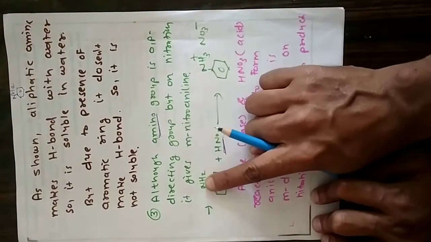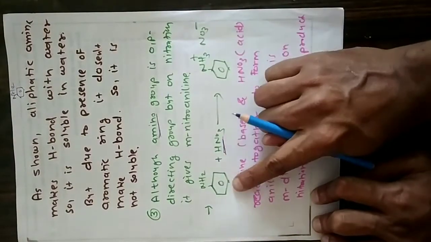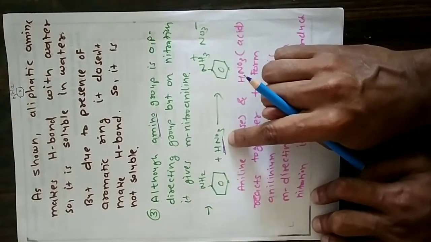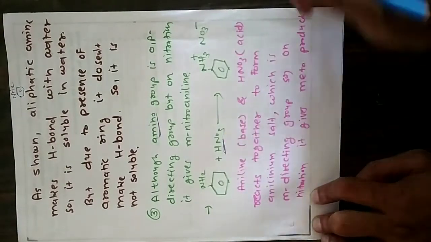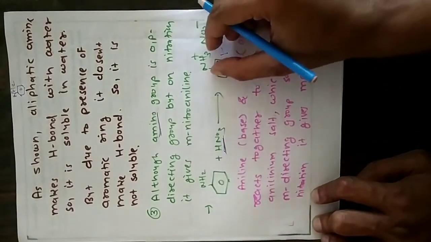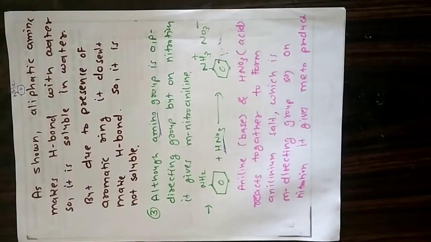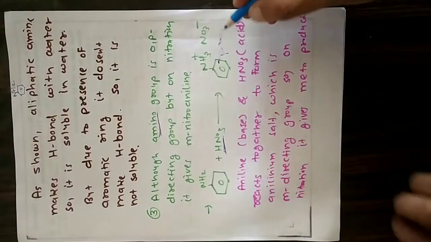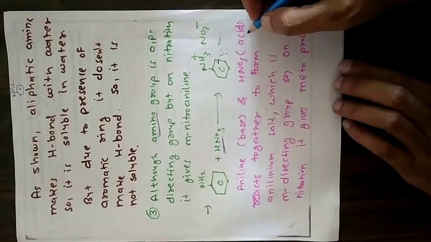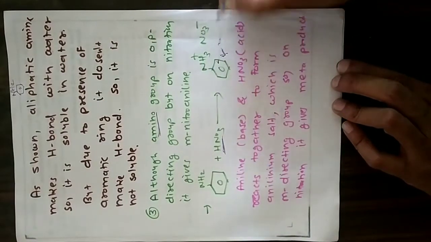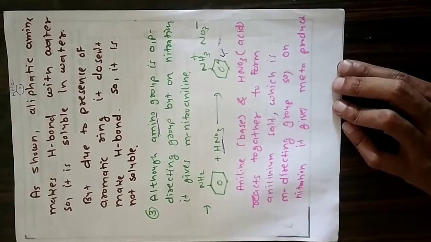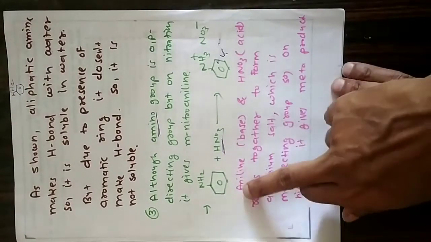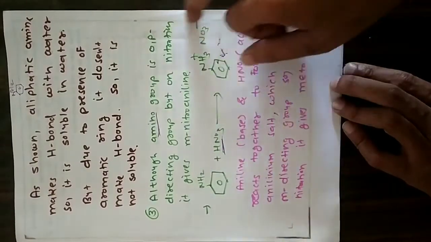Now this one is base, this one is acid. So an acid-base reaction takes place here. Instead of nitration reaction, an acid-base reaction takes place here, and it makes a salt. You can see here this salt, it makes a salt. So instead of nitration reaction, it gives us an acid-base reaction and makes a salt.